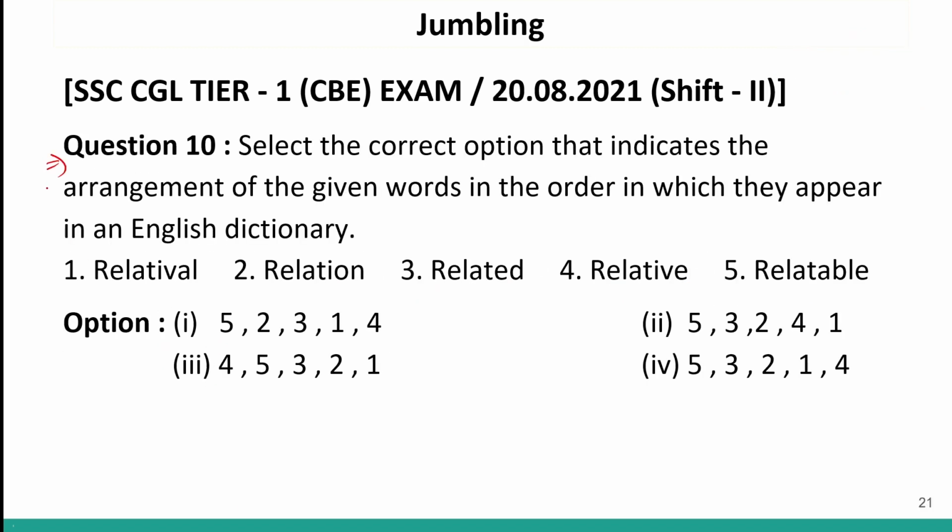Question number 10. Relatable, relation, related, relative, and relatable. So I can see that RELA is common in all. So the first 4 letters are common in all. So we'll move on after this letter. Correct? Over here we have T, which is 20. Here we have T, again 20, 20. Okay, so RELAT is common in all. So up till T, we have common. So this much is common in all.